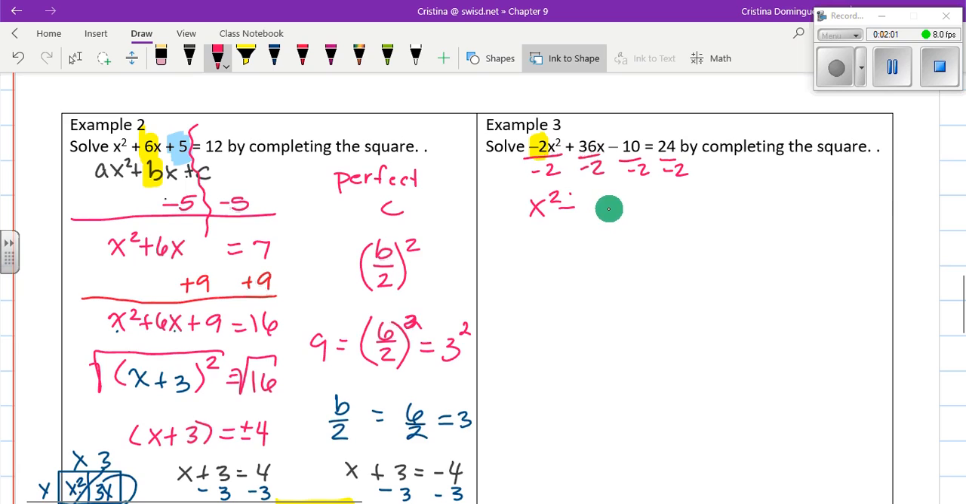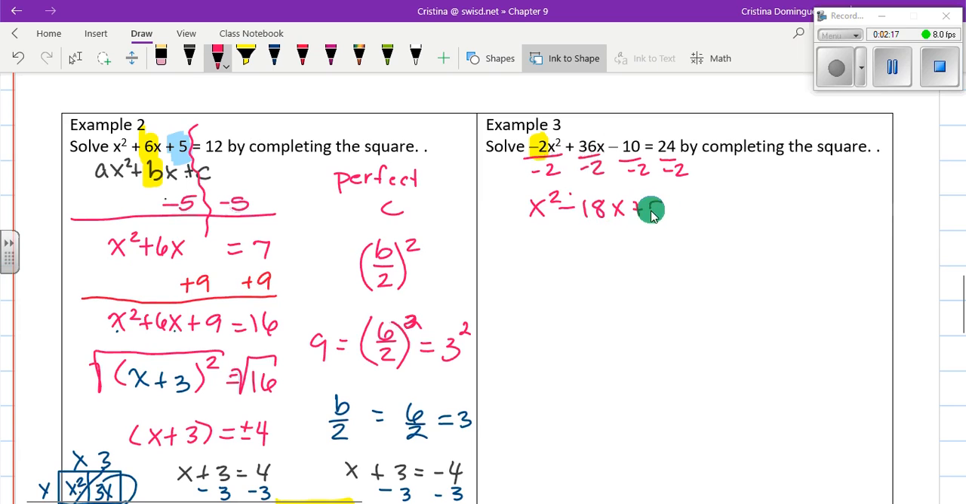What's half of 30? 15. What's half of 6? 18, so minus 18x, right? Oh, here's an easier one. Negative 10 divided by negative 2. Positive 5. Very good.